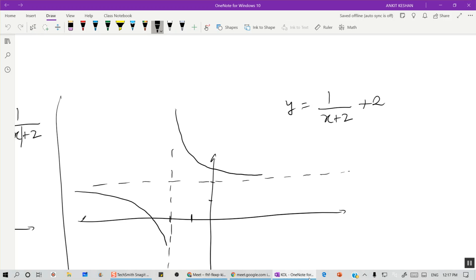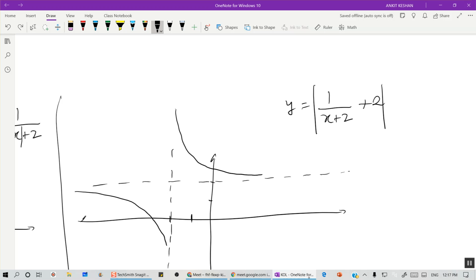Draw pen. We apply mod over this entire function. What will happen? See what will happen carefully. You saw what I did? Retaining the upper part, and mirror image of the lower part. Okay. This one.